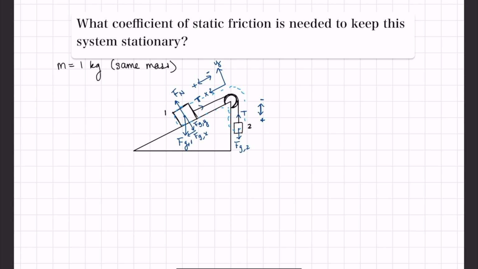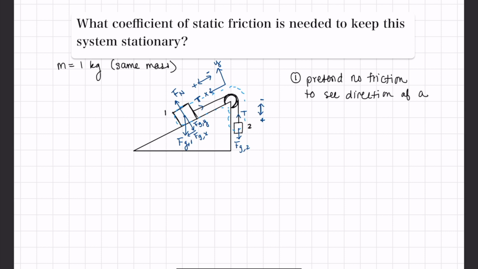So let me show you what I mean. So we're going to say, so first we're going to pretend no friction to see direction of a.